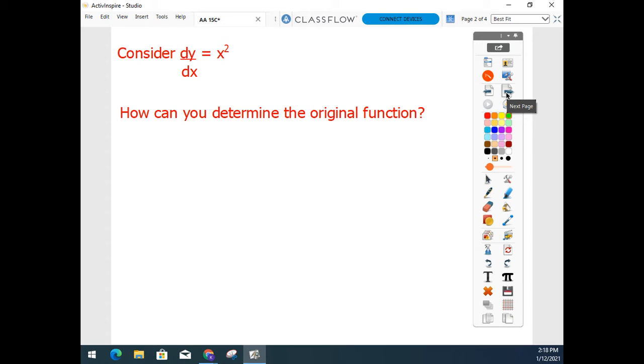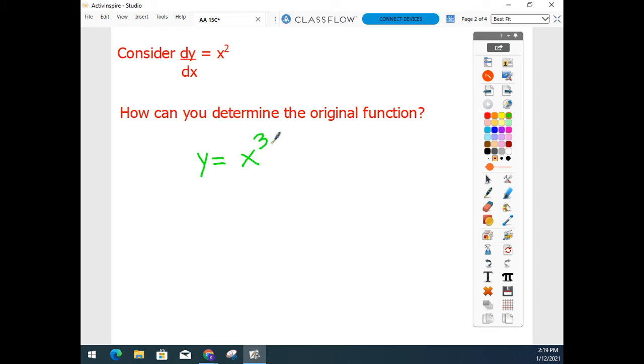So let's think about, what if the derivative equals x squared? What would we do to find the original function? So what do you think it would be if x squared is the derivative? What was the original? What did it start out being? Let's think about maybe the degree. So if the derivative is x squared, what does the original function have to be? Does it make sense? It needs to be one more than the derivative function. The degree of the original function is always one higher than the degree of the derivative.